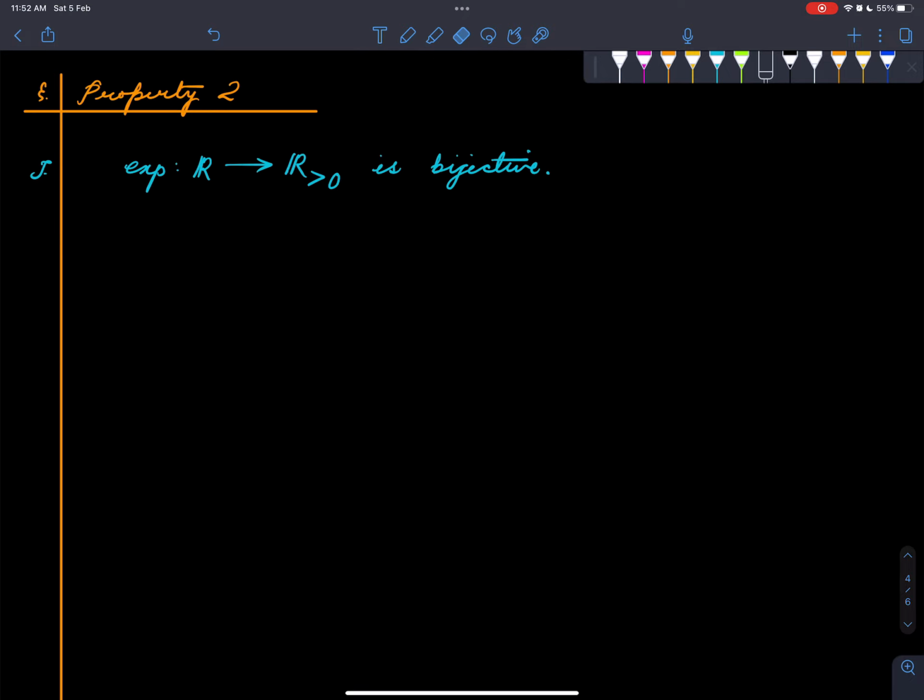So the second property is that, well, we have already seen that the image of the exponential function is contained here. It is always positive, e to the x is always positive, so the image is contained here, but now we want to say more. We want to say that this is a bijection.